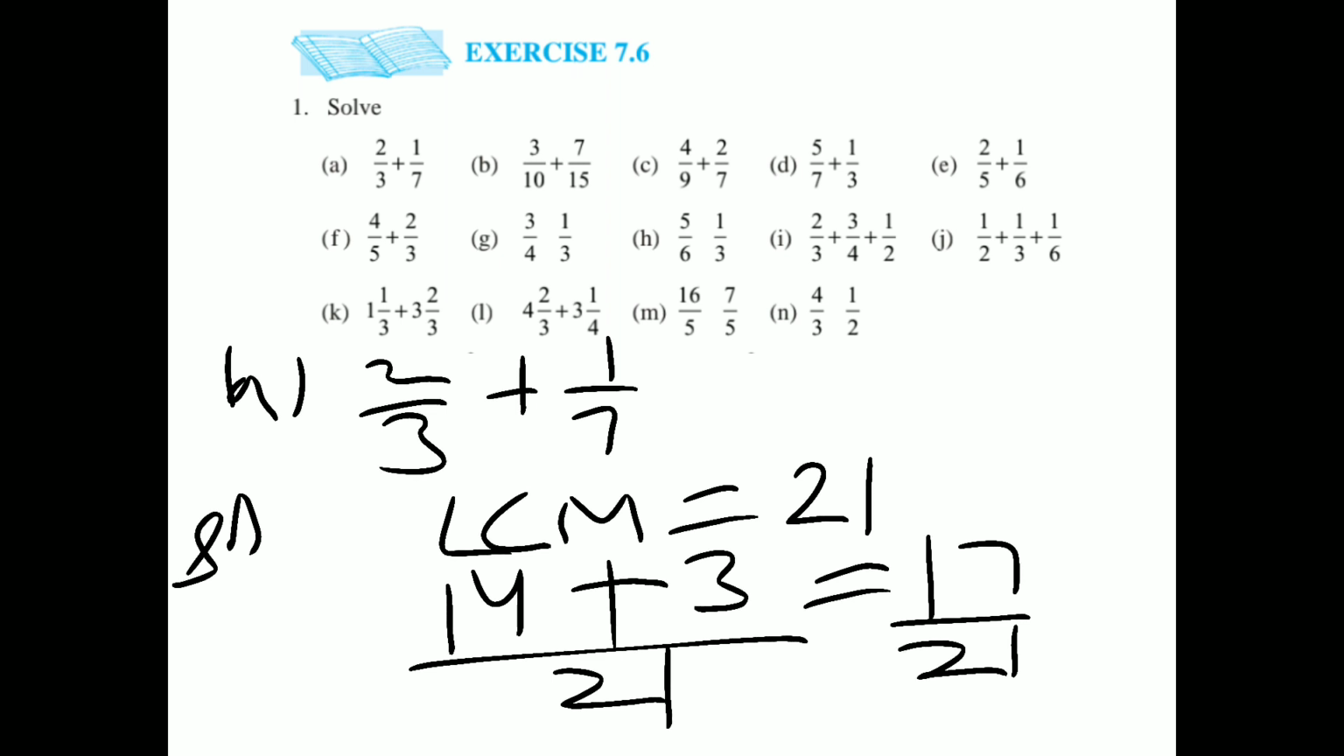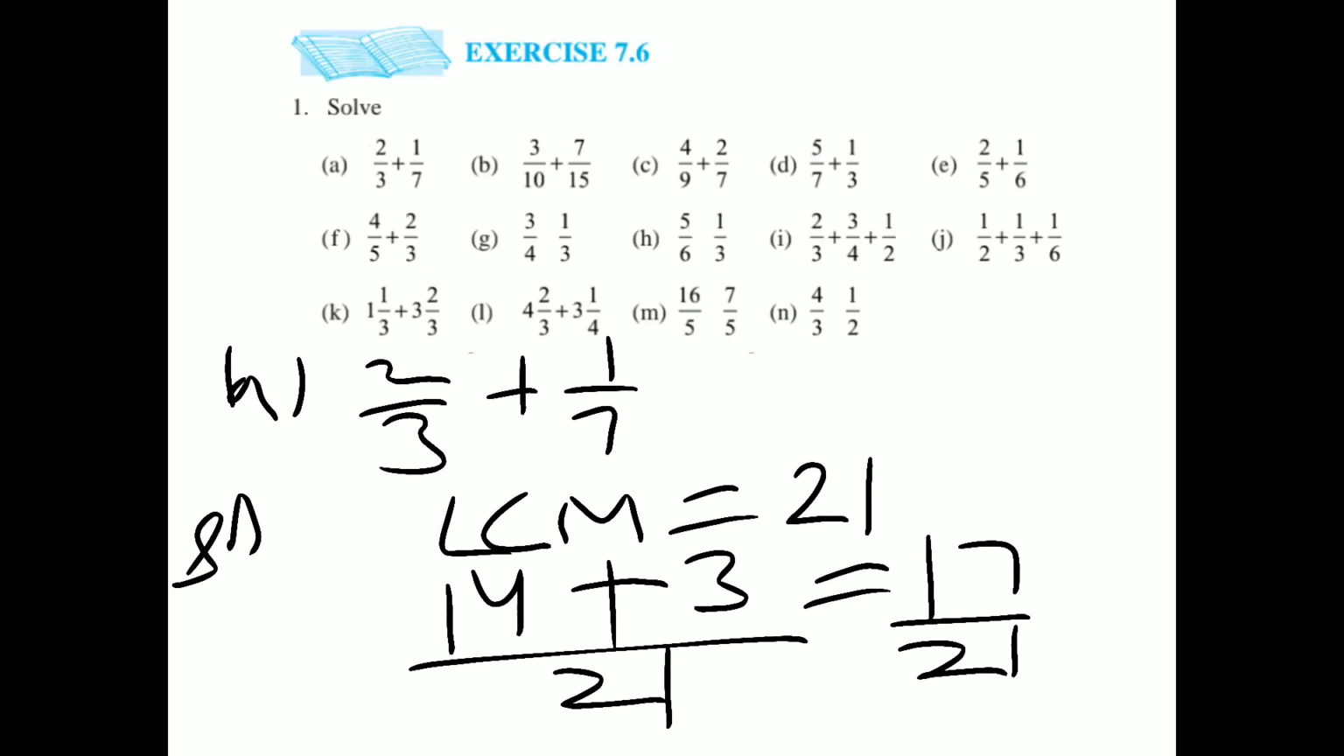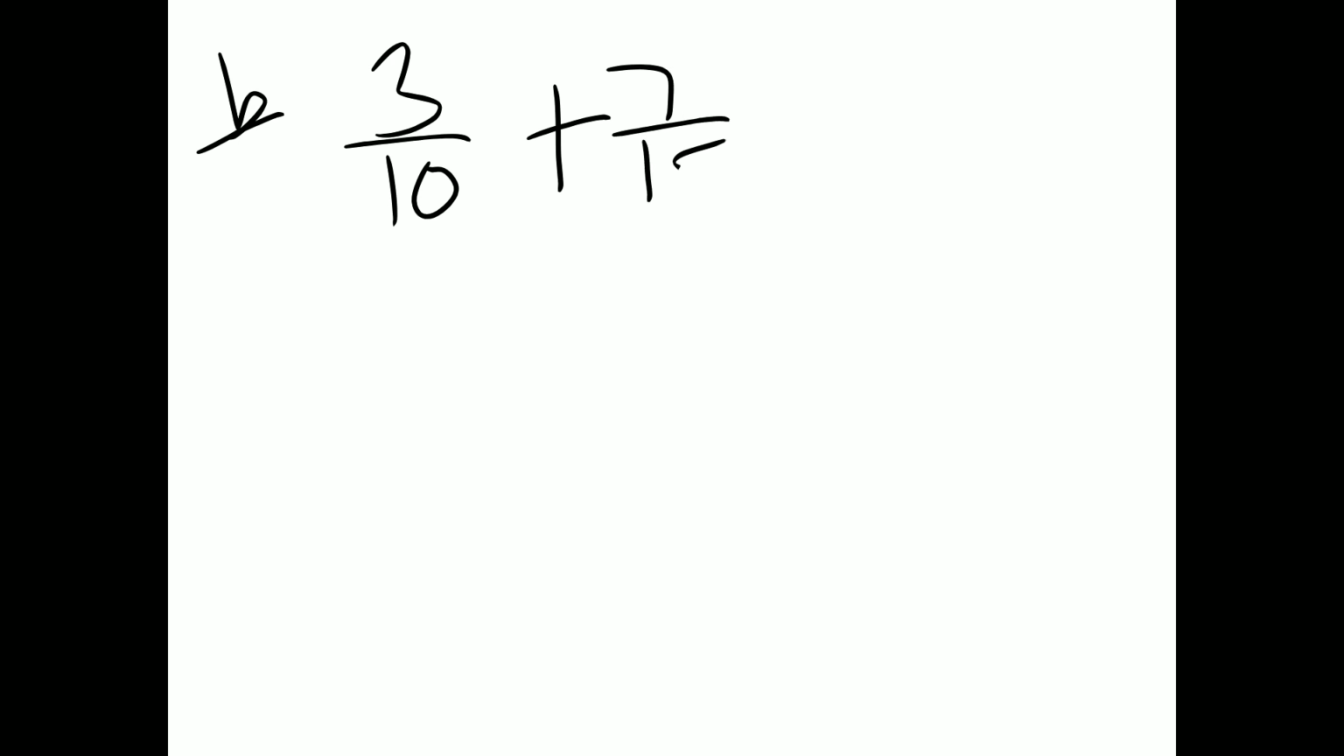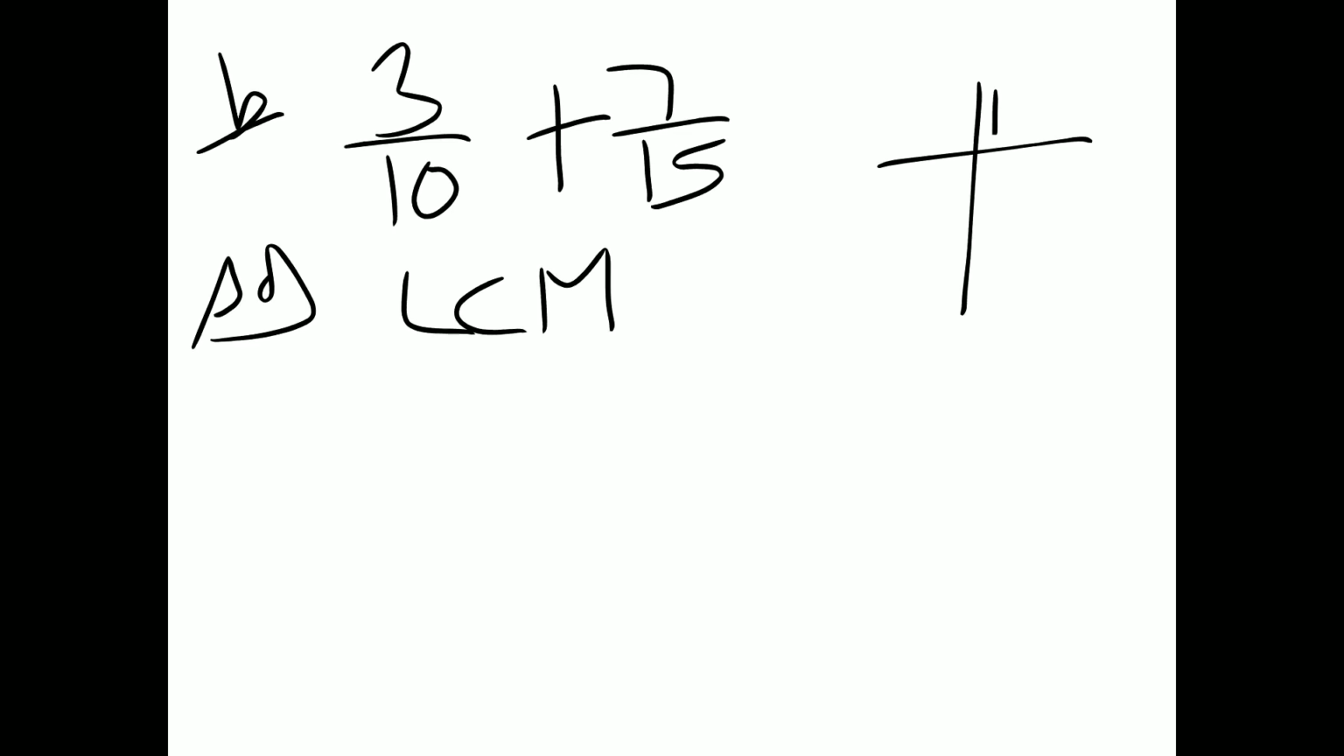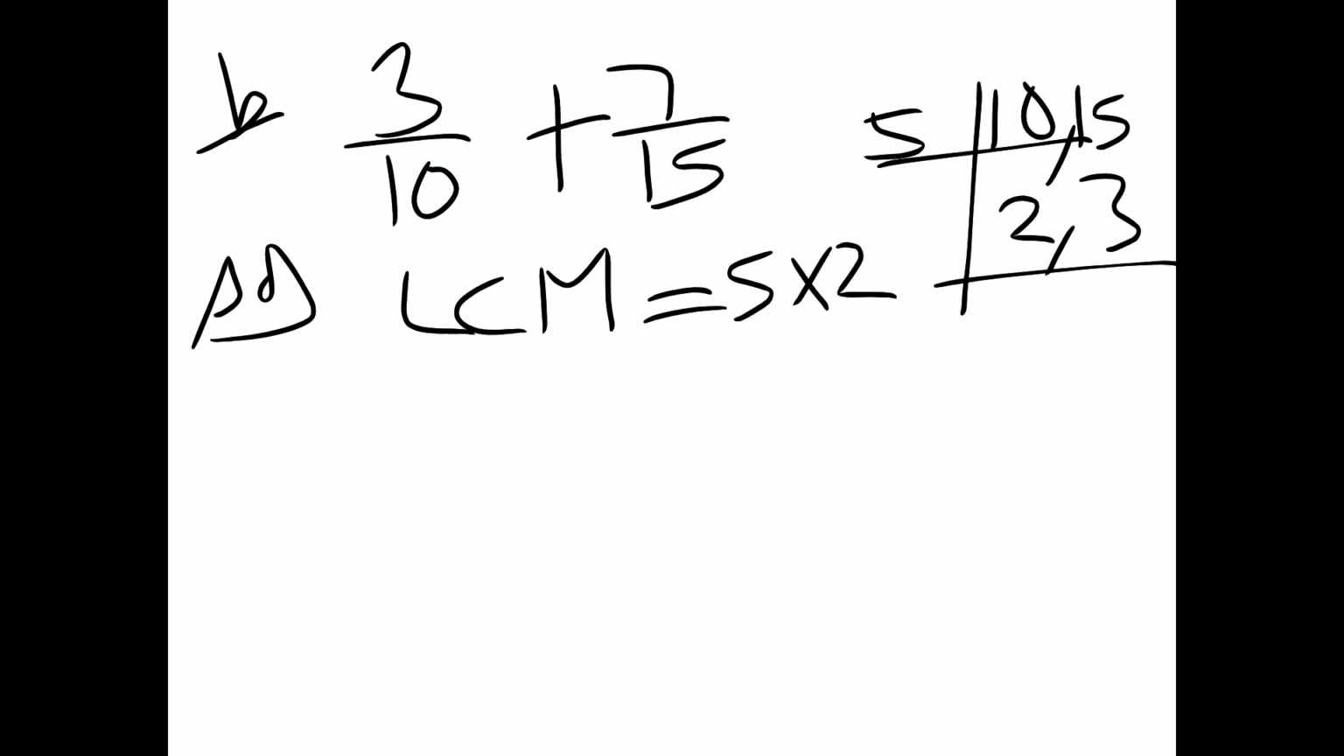Clear? Now we do B part. B part is 3 by 10 plus 7 by 15. Now you have to find out the LCM of it. How do you find LCM? Now these 10 and 15 come in the 5 table also. So you find out the LCM in this manner. In the 5 table, 10 comes at 2s are, and in the 3 table, 5 3s are 15. So its LCM will be what? 5 into 2 into 3. So LCM is 30. Clear?